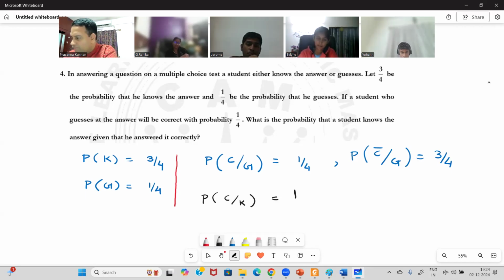Now we'll move further. I hope everybody else is also following. The probability that he knows an answer is 3 by 4. The probability that he guesses the answer is 1 by 4. The probability that he gets it correct when he guesses is 1 by 4. The probability that he gets it wrong when he is guessing is 3 by 4. And there are no questions about the next one, right? The probability that he gets the answer correct, given that he knows the answer, is 1. Now, what is the probability that a student knows the answer, given that he answered it correctly?